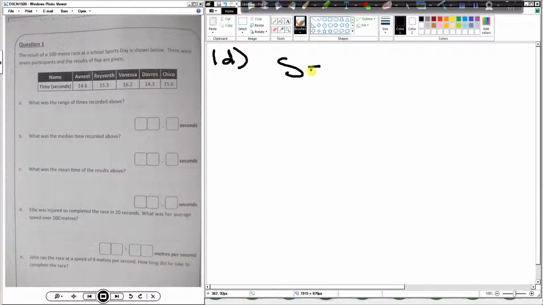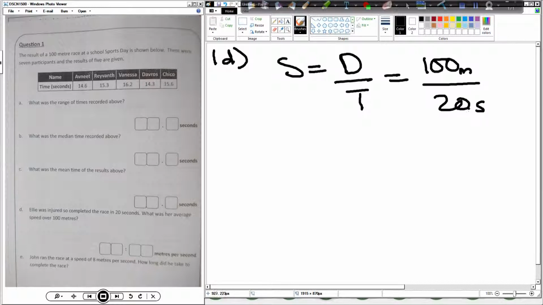So speed is equal to distance divided by time. What distance did she run? She ran 100 meters, which is over here. And what time did she run in? 20 seconds. So 100 divided by 20 is equal to 5 meters per second. So 5 is the answer. Okay, that's done.